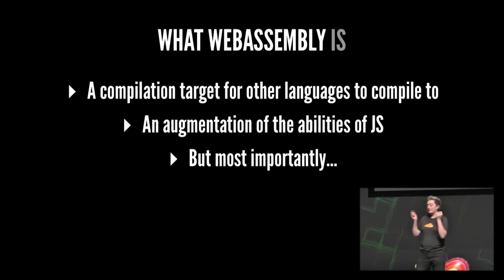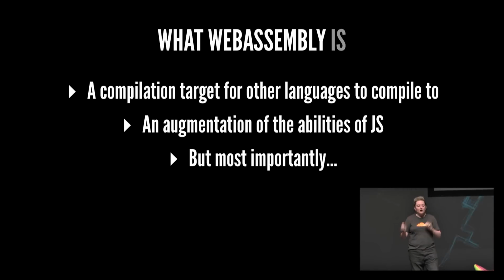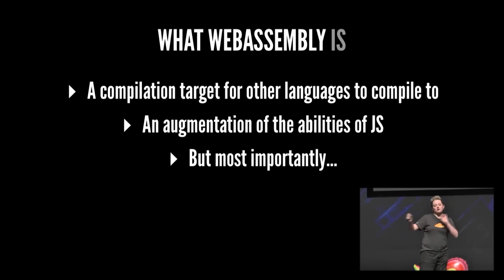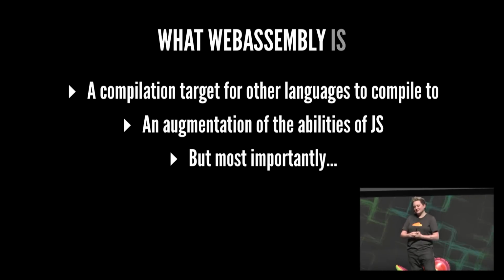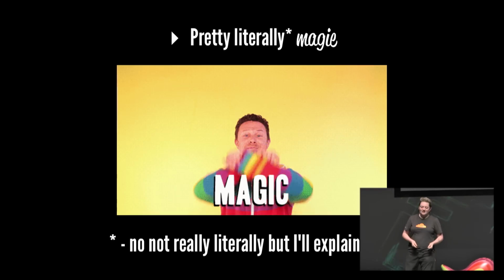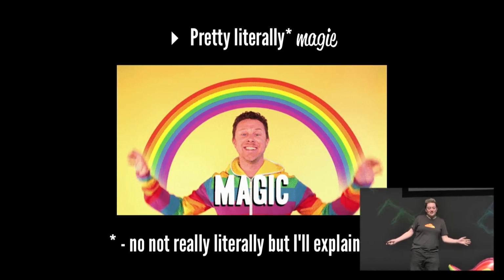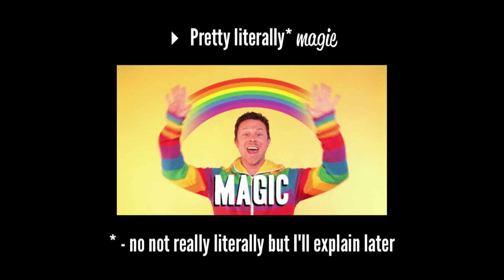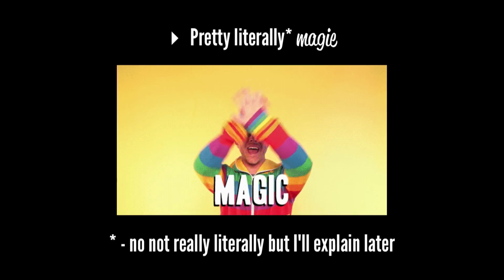Oh, so sorry, I didn't have the right button. What WebAssembly is, it is a compilation target for other languages to compile to. You compile other languages to WebAssembly, and it's a specification and a compile target. It's an augmentation of the abilities of JavaScript. Far from replacing JavaScript, it is there to let JavaScript do what it is good at and then do things that JavaScript is not good at and then give back the results. But most importantly, it's pretty literally magic. Not literally, but I'll explain it a bit. There's a pun involved, it's fine.